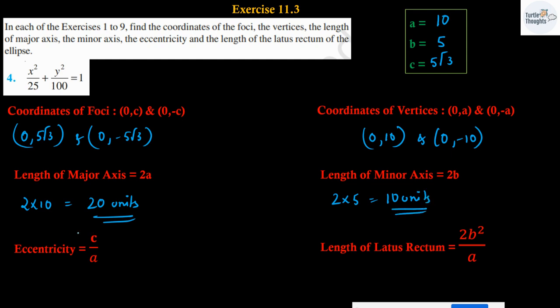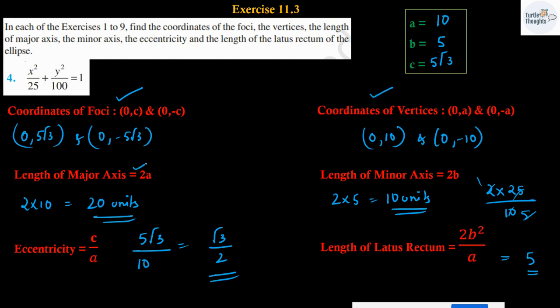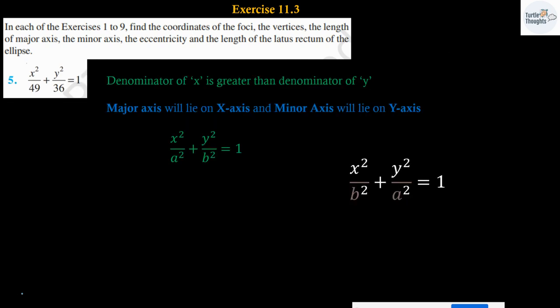Eccentricity is c divided by a. C is 5 root 3 divided by a, which is going to be 10. I can write this as root 3 divided by 2. The length of the latus rectum is given by 2b square divided by a. 2 multiplied by b square, which is going to be 25, divided by a, which is going to be 10. I can cancel this out and I will be getting the value as 5. I have found out the coordinates of the focus, vertices, length of major axis and minor axis, eccentricity, and also the latus rectum. We will move on to the next question.